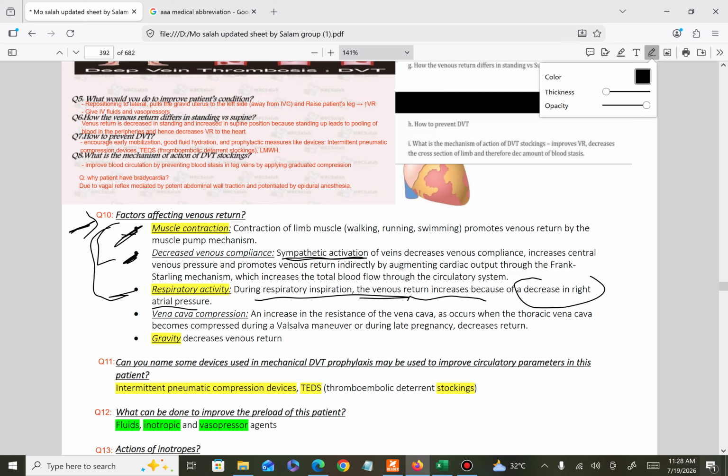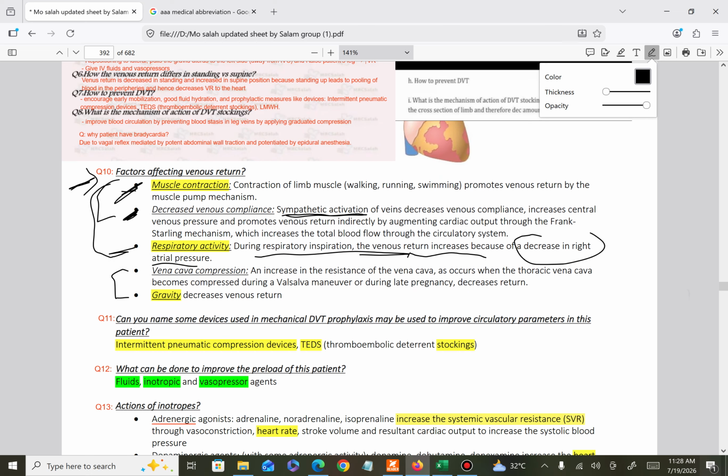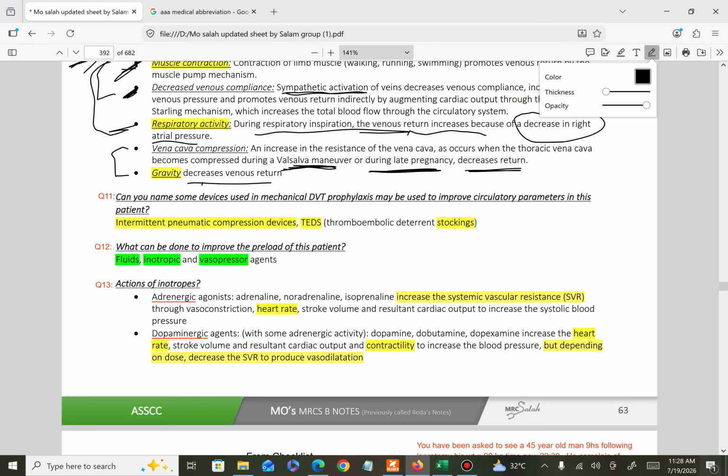So these three factors increase the venous return, while these two, vena cava compression and gravity, will decrease the venous return. Okay, so vena cava compression basically occurs like in the Valsalva maneuver or during late pregnancy, which decreases the venous return, and gravity also decreases the venous return.